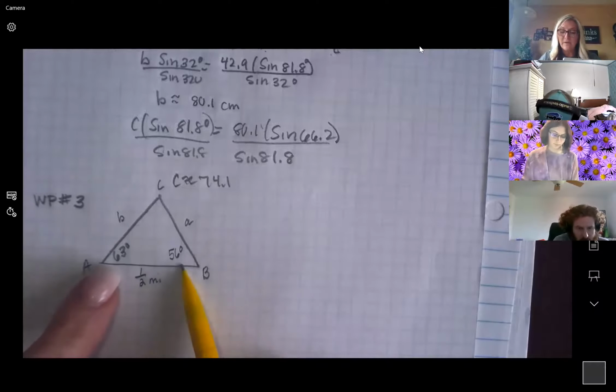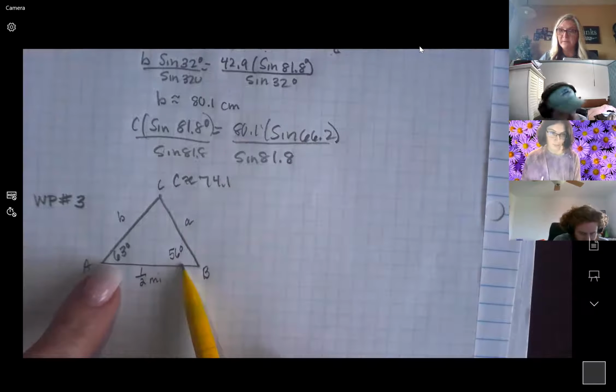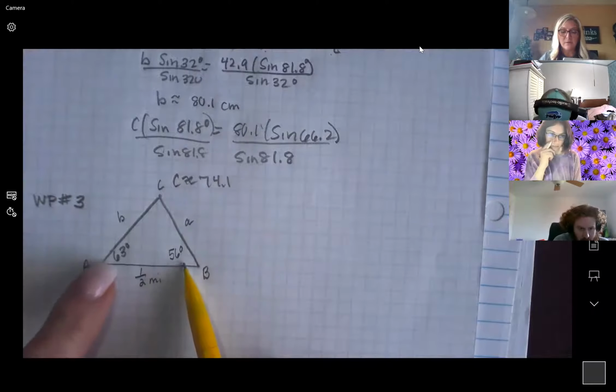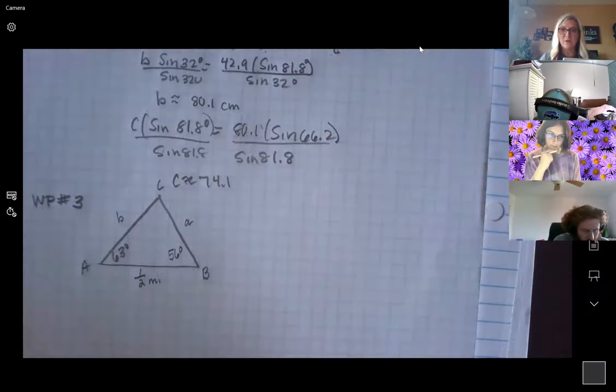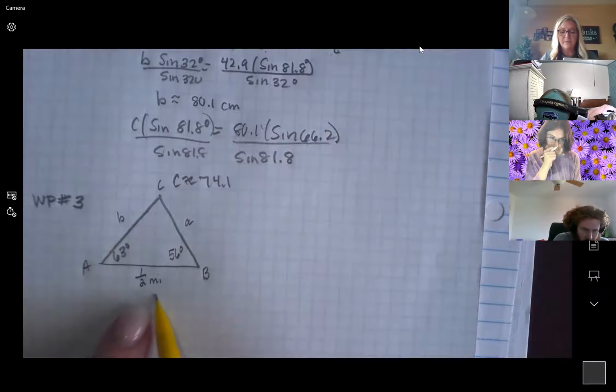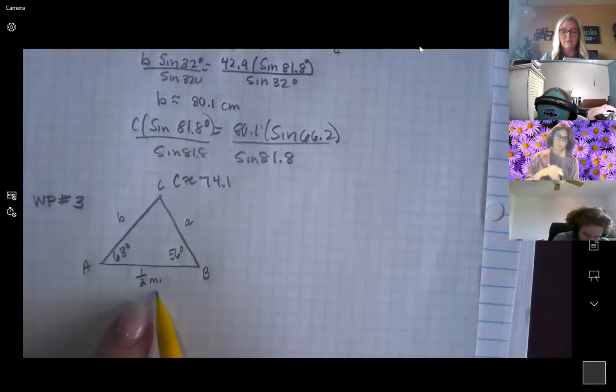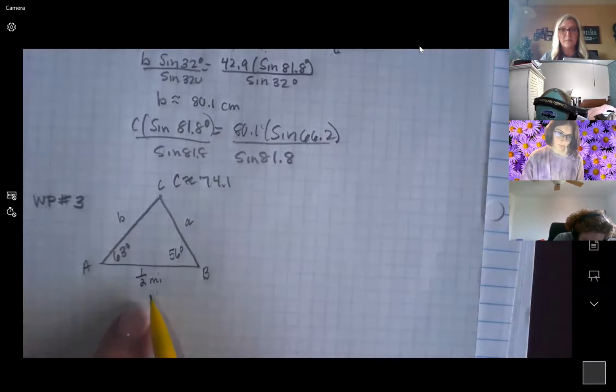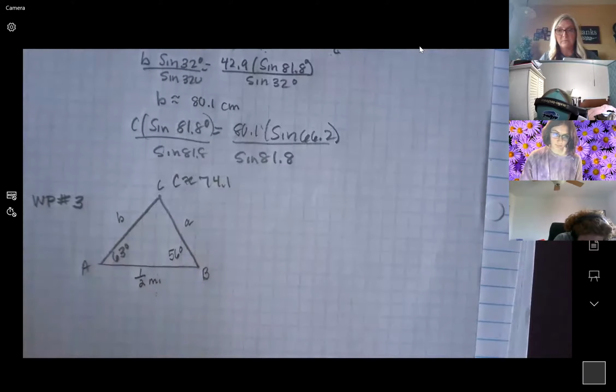So these angles are fairly close. Would you agree? So our sides are probably going to be fairly close too, and we're going to talk about that in just a minute. What I want you to do is use the law of sines to find A and B, and then let's round to 2 decimal places when we find A and B.